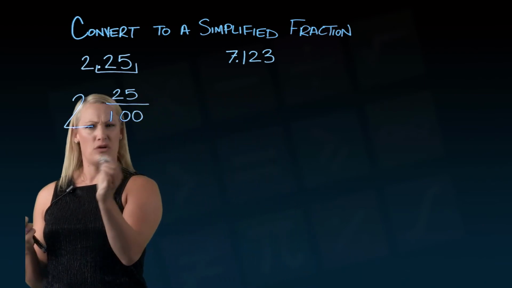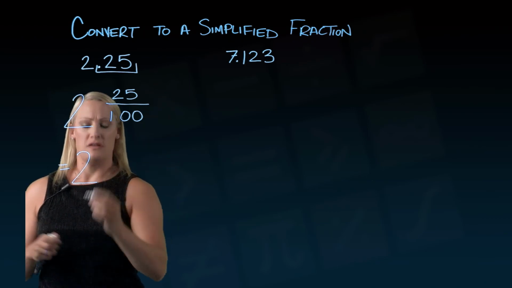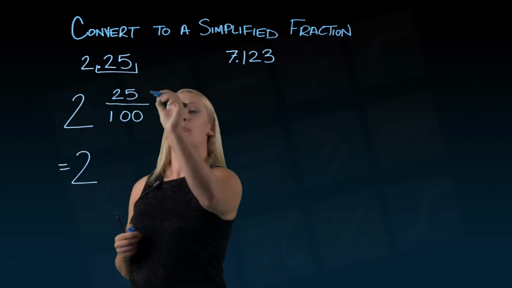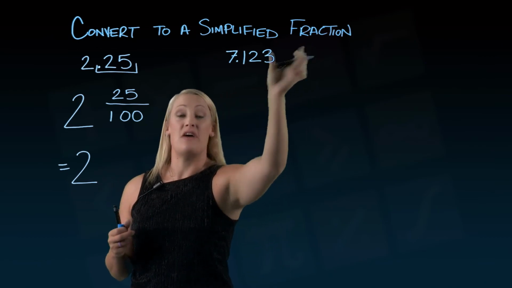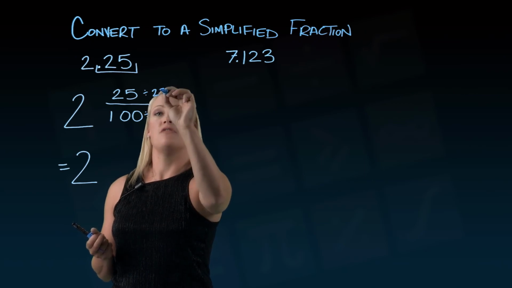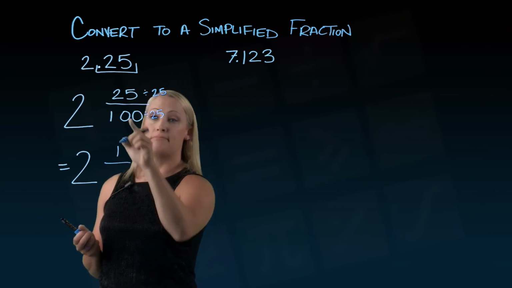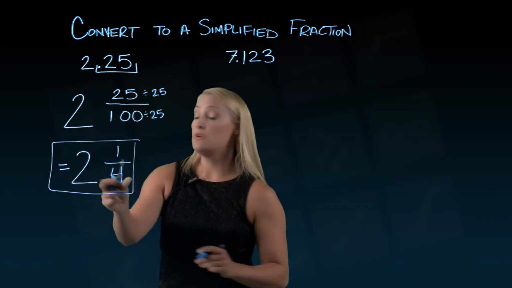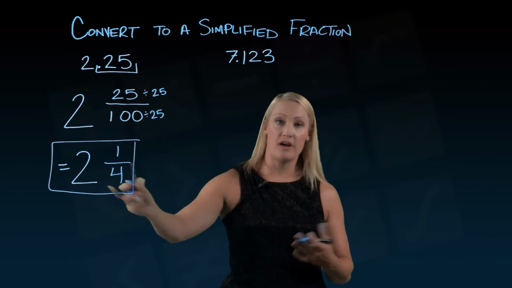But it isn't in its lowest terms because we could break this down a little farther. The whole 2 is going to stay there. When simplifying fractions, I'm going to look at the two numbers, the top and the bottom, and think of a number that can divide evenly into both of them. If I divide both top and bottom by 25, 25 divided by 25 is 1, and 100 divided by 25 is 4. So 2 1/4 is the same as 2.25. Decimal form, simplified fraction form.